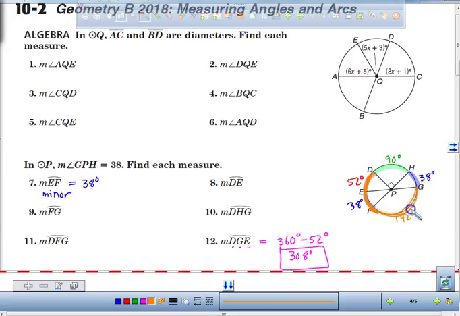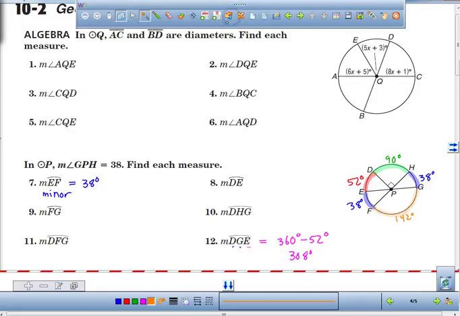Wow. So I had to go all the way around. So 52 plus 38 plus 132, or 360 minus whatever 90 minus 38 is. That's what you have to do. Okay? That's what I want you guys to do on these. Good luck. By the way, if it says DE, that's really easy, right?